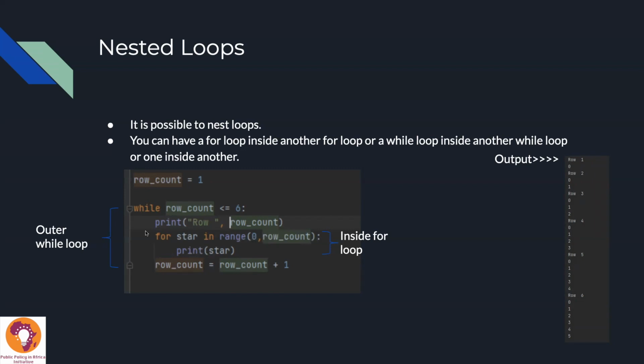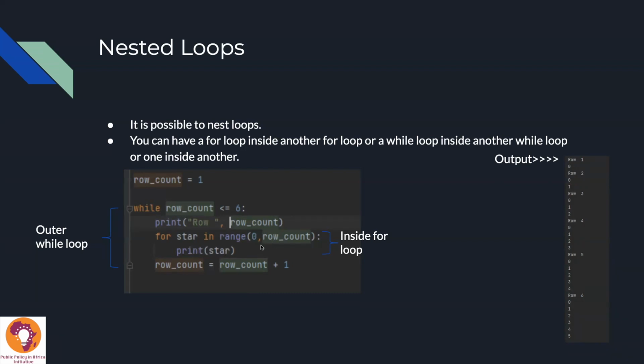Now the value of row count is 2. So is 2 less than or equal to 6? It is. So we print row count. We print row 2 here. And then for star in range 0 to 2, now we print 0 and 1, because on the first iteration of this for loop, the value of star is 0.